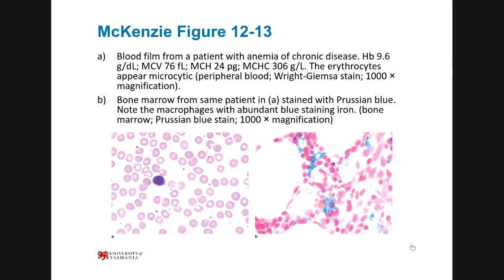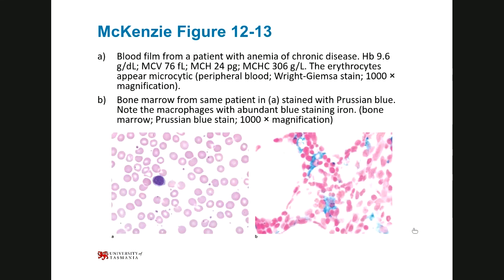And this is a couple of images from Mackenzie. So we've got a patient with anemia of chronic inflammation, is what I call it. You'll also see it being called anemia of chronic disease, but I think the term inflammation is more pertinent because it's actually those inflammatory cytokines that are doing all the damage.